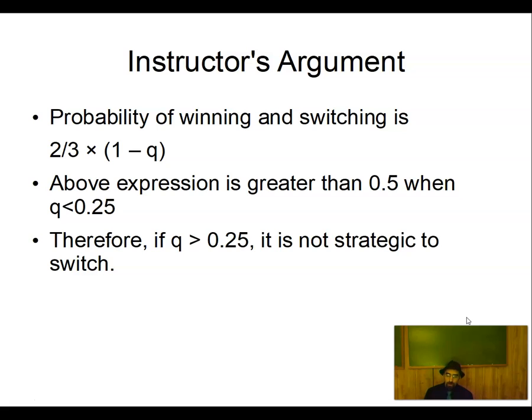The instructor tried to argue that the probability of winning by switching was going to be 2/3 times (1 minus q). And the instructor tried to argue that if that expression is greater than 0.5, then switching is a winning strategy. Otherwise, it's a losing strategy. Which, alright, you could sort of see the argument that winning strategy means winning more than half the time. That's an imperfect argument. I'll point out the flaws in more detail momentarily.